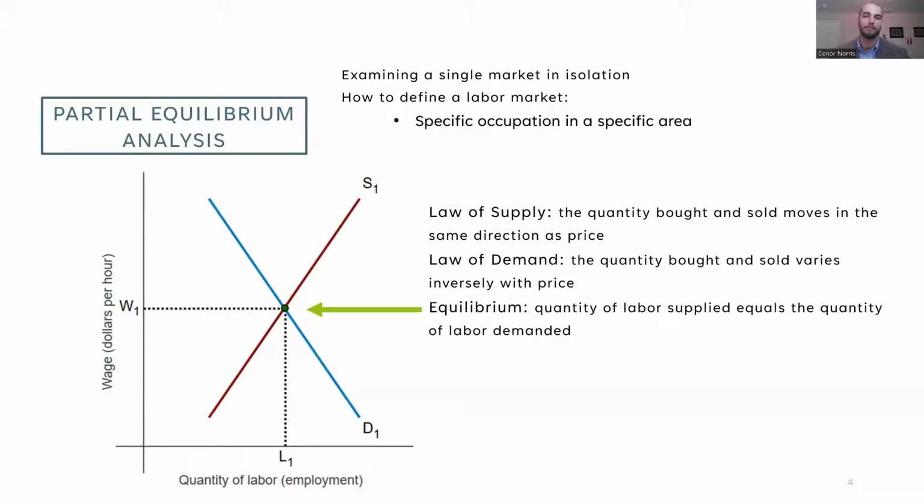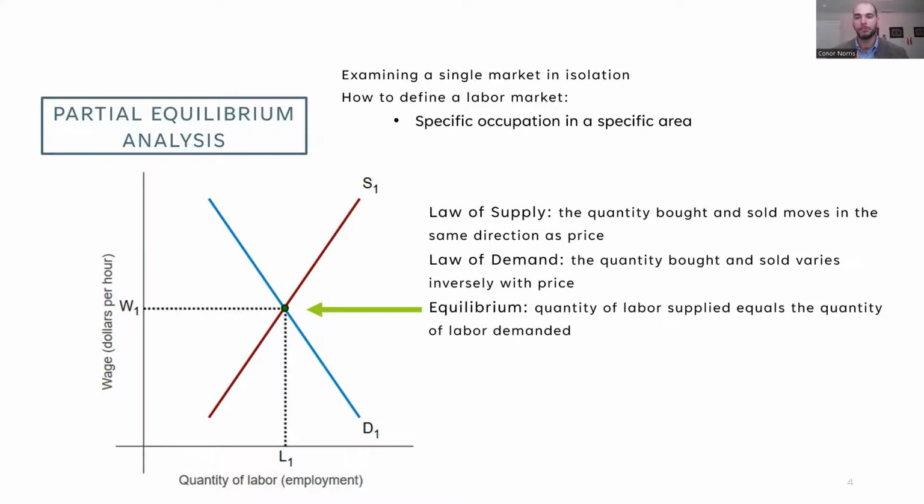Basically, everyone who wants a job at that wage is able to find one, and everyone who wants to hire somebody at that wage is able to find an employee. This is good. In a market economy, this is our goal. Everyone is satisfied with the price, in this case the wage, that they're willing to pay and willing to receive. But remember, from our last lecture, it takes a long time for labor markets to get here. Labor markets are more complex than the frozen concentrated orange juice market.